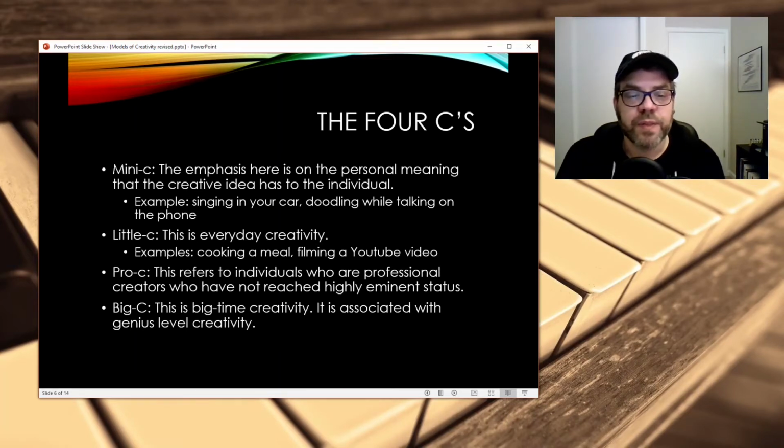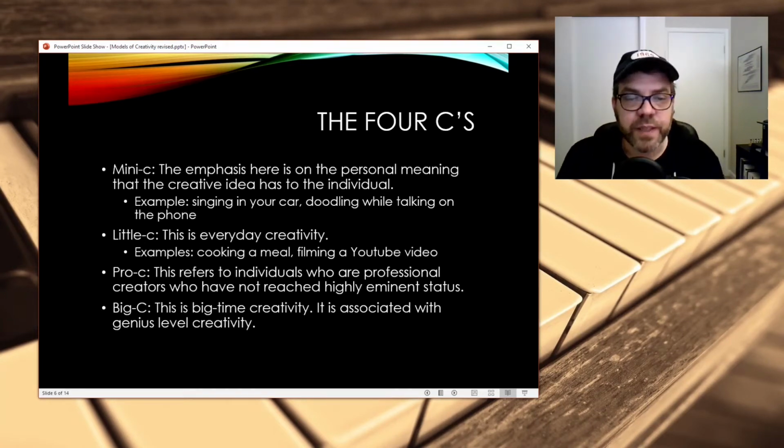And pro C, that refers to individuals who are professional creators, or we can maybe call them creatives, but they haven't necessarily reached highly eminent status. And for some of those people, or maybe a lot of those people, that doesn't matter to them. They're working in a creative area, maybe behind the scenes. Think if somebody's working on a film or a TV show, all the people that are running the cameras and the lighting and the grips and all of that, those individuals would be considered pro C.